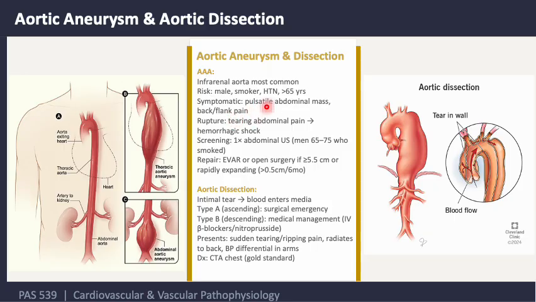If they're symptomatic, it can be a pulsatile abdominal mass felt in the back or the flank. If it ruptures, they will feel a tearing sensation in their abdomen, and that can lead to hemorrhagic shock. Screening has started to where you get one abdominal ultrasound if a man is between the ages of 65 and 75 who has a history of smoking.